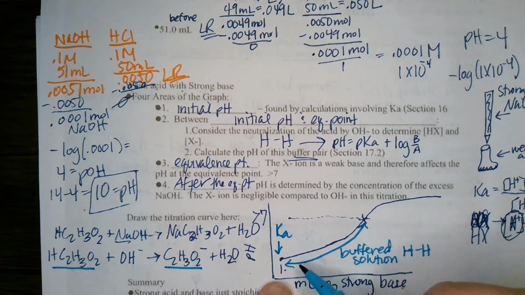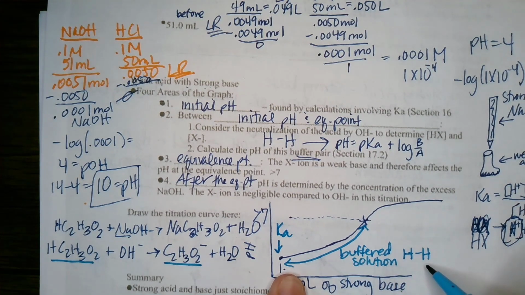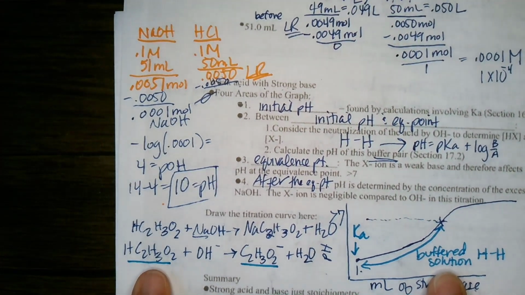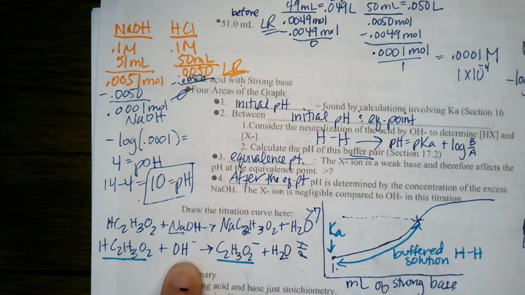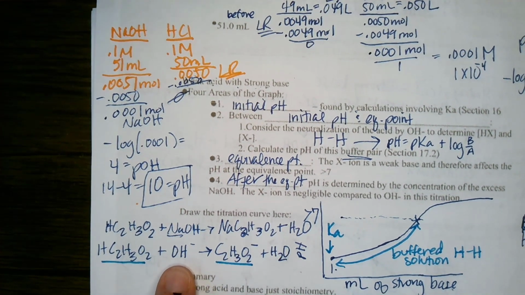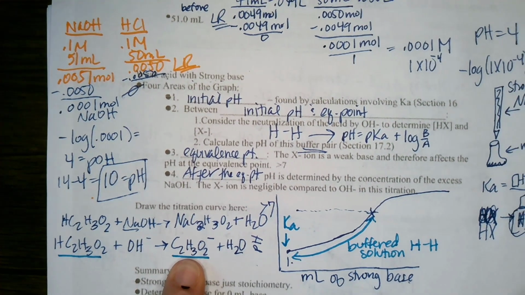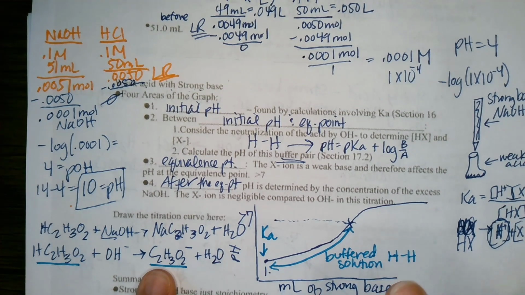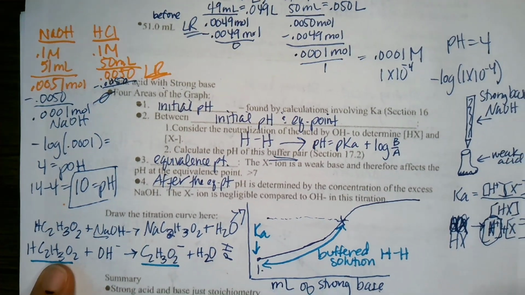In between the initial and the equivalence point, we use the Henderson-Hasselbalch equation because we know that when we have our acid and we start at our weak acid with the strong base, that when that happens, we have more base added. So we need to then use our pKa plus the log of the base over the acid.